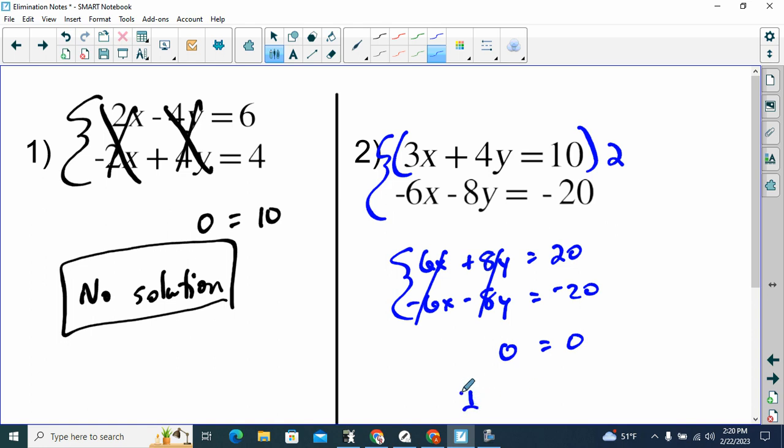When that's the case, like we've seen before, this is when we have infinitely many solutions. If you were to graph these, the first one, number 1 there, those would be parallel lines. They would not cross. The second one here, if we graph them, the two lines would be right on top of each other, which is when we have infinitely many solutions.